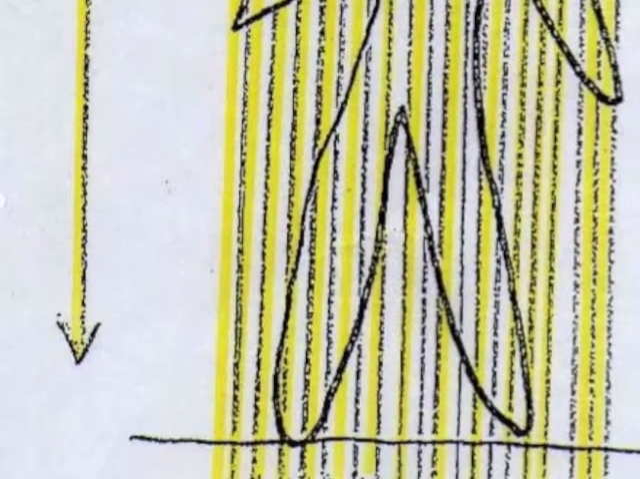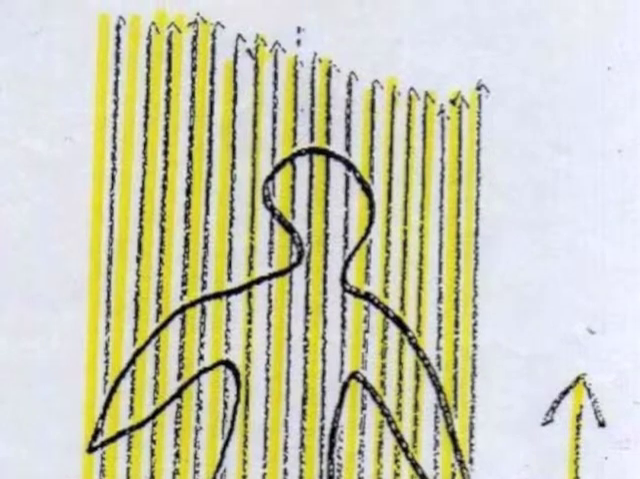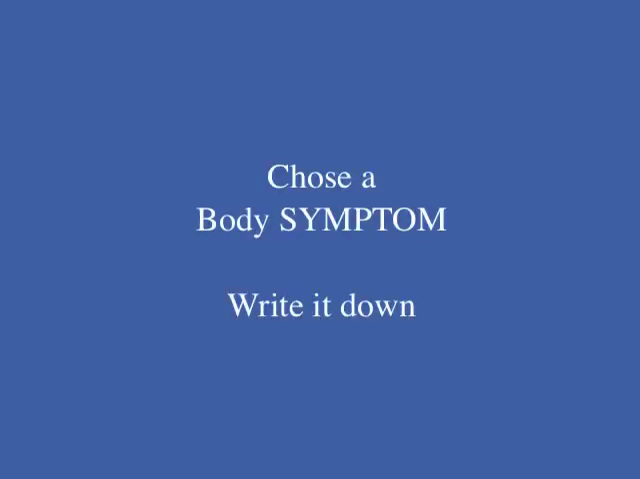Especially if you're lying, but maybe also when you're sitting, breathe in up from the feet, up to the head, and down again from the head to the feet. And now choose your body symptom and write it down. Maybe you want to make a little sketch of your body and write where you have this body symptom.